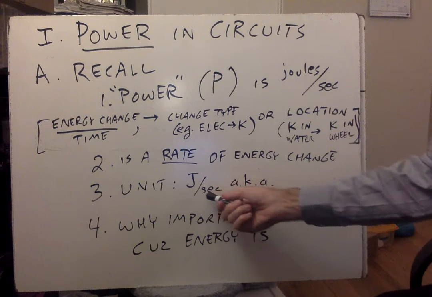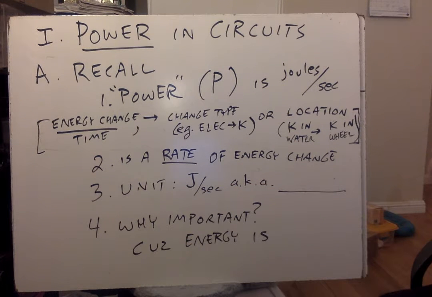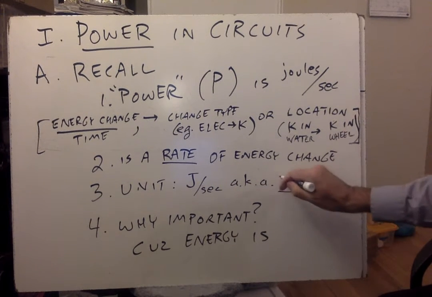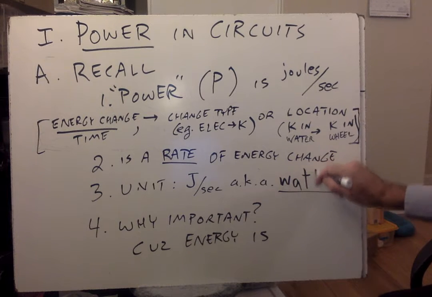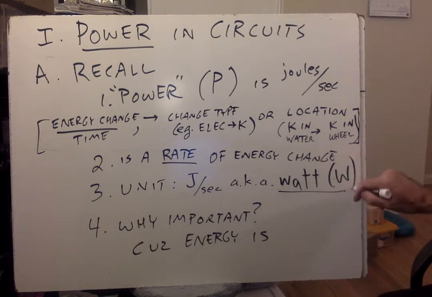The unit for that is the joule per second, but it's been renamed. Pause the video, see if you remember the name. It's the watt, named after James Watt. And since it's named after a person, the symbol is a capital W.